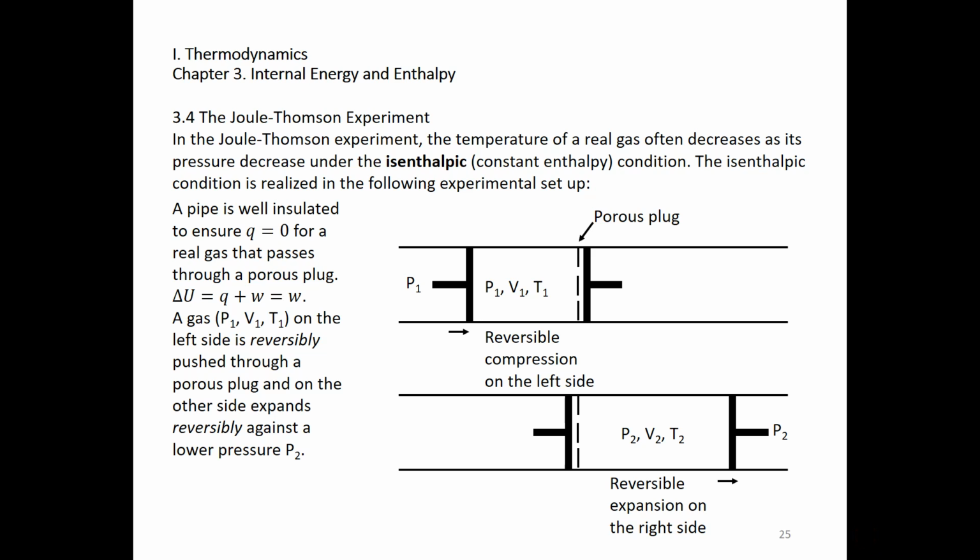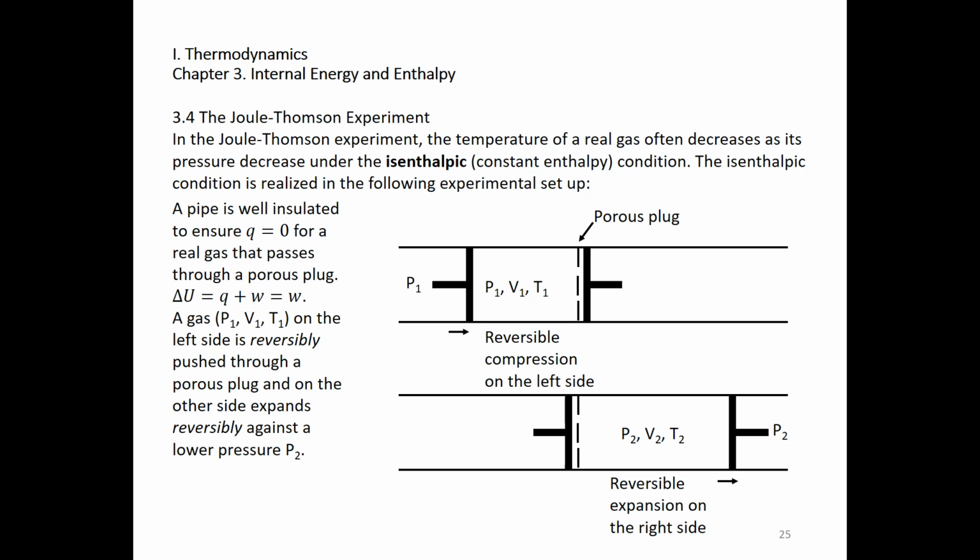Chapter 3, Internal Energy and Enthalpy. Section 3.4, the Joule-Thomson experiments. In the previous section, we studied the Joule experiments, in which a real gas expands against vacuum. In this experiment, Q is 0, W is 0. Therefore, delta U is 0. The internal energy of the real gas is held constant. In that experiment, we were able to study how the internal energy depends on the volume.